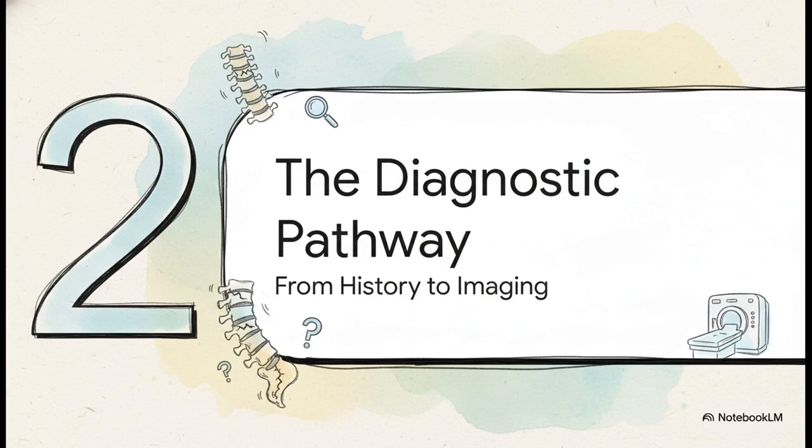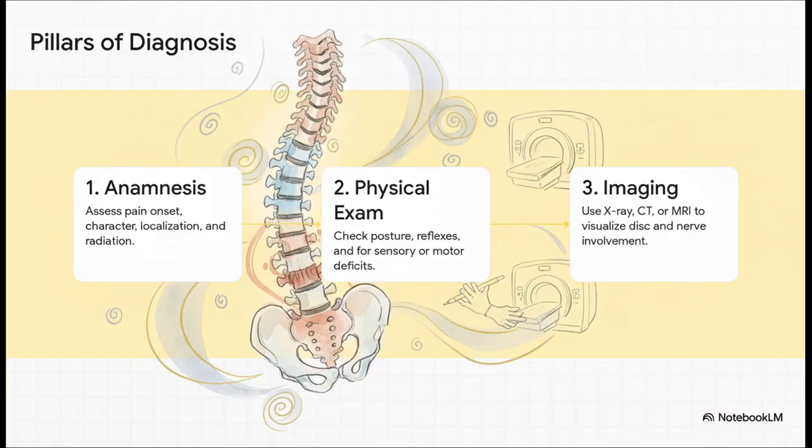Okay, so we've got the causes down. Now, how do we actually nail the diagnosis? Let's walk through the diagnostic pathway. You've got to be systematic about this to get a solid workup. It really comes down to three fundamental pillars. First, and always first, is the anamnesis. Just talk to the patient, get their story. Then you follow that up with a really solid physical and neurological exam looking for any deficits. Only after you've done that do you even think about ordering imaging to confirm what you're already suspecting.